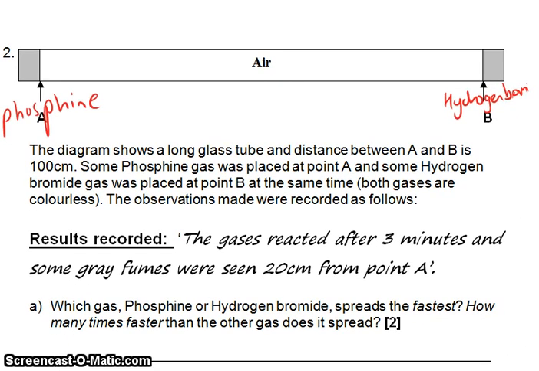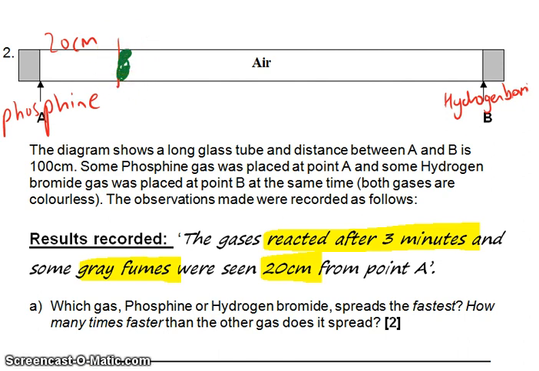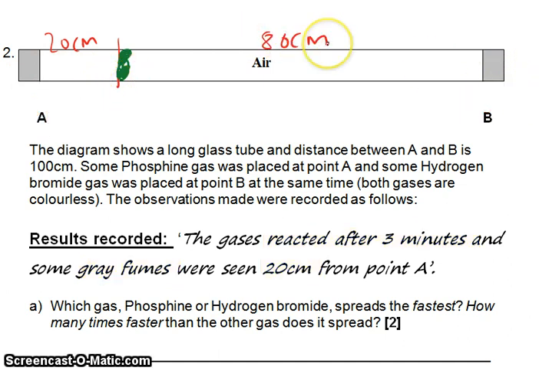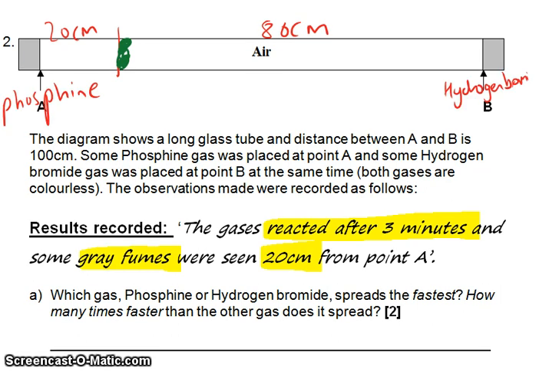Okay, they're put in at the same time, both gases are colourless, and then the observations are really important. They reacted after 3 minutes and we saw grey fumes 20 centimetres from point A. So about 20 centimetres along we saw these grey fumes, so let's put some grey fumes in there. The phosphine gas has only got 20 centimetres, whereas the hydrogen bromide has got to have travelled 80 centimetres along that tube. Right, let's look at the first question then.